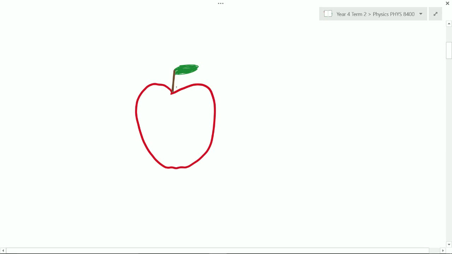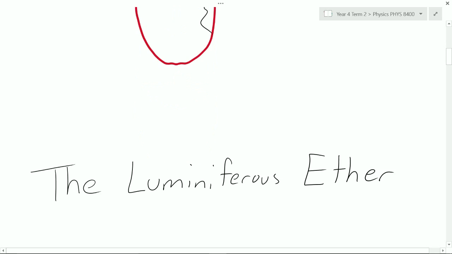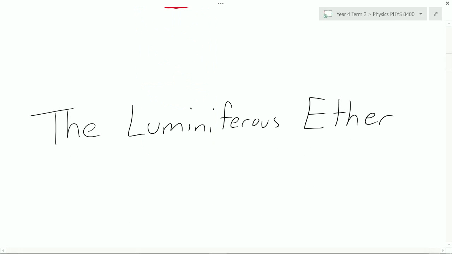Have you ever sat at a table eating an apple and wondered, hey, don't waves need a medium in order to travel? Well, since we know that light behaves like a wave, physicists assumed that, like other waves, light needed a medium in which to travel. This medium was termed the luminiferous ether, or, like we like to call it, just the ether.